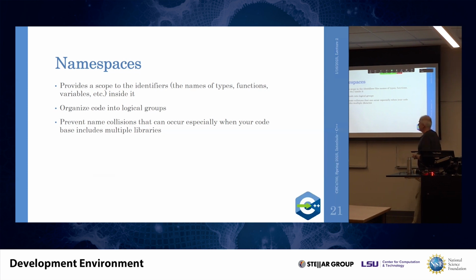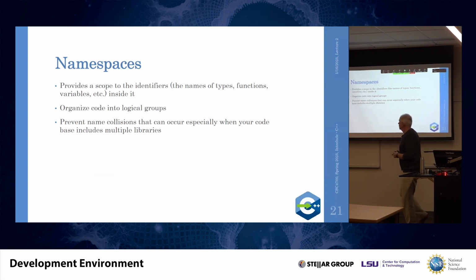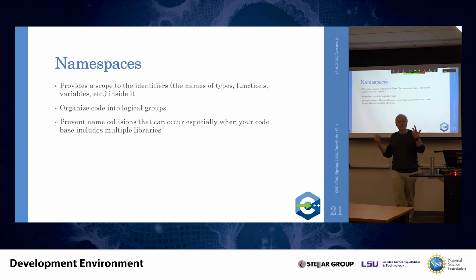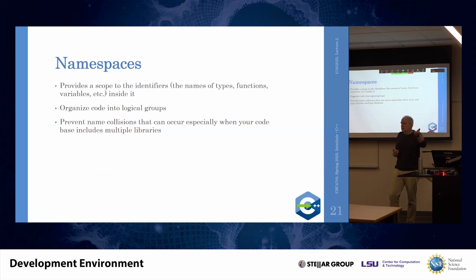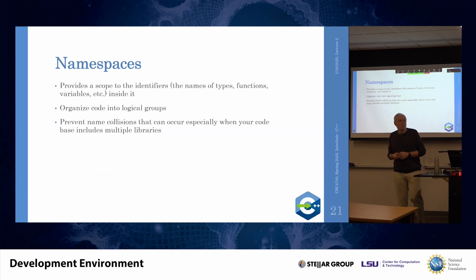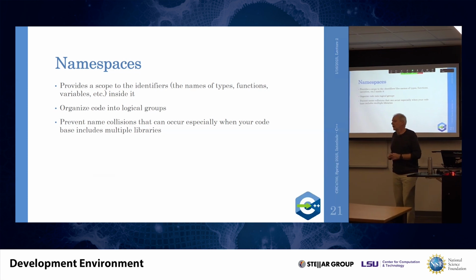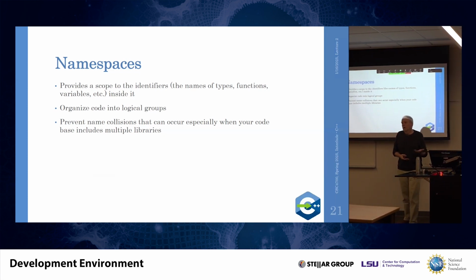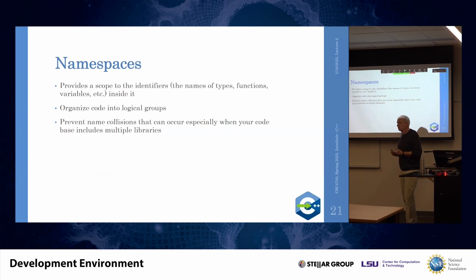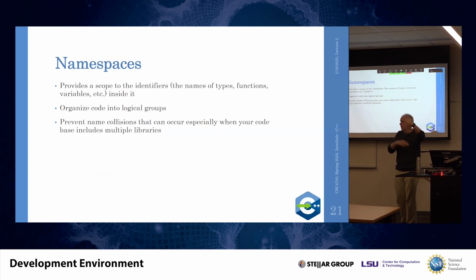It prevents name collisions that can occur, especially when your code base includes multiple libraries. Right? You're pulling in code from a developer you don't even know. It's an open source library you pull in from somewhere. So how do you know that this guy hasn't used the same name as you want to use in your code? And that's why all modern C++ libraries are defined in their own namespace. That means that as long as nobody uses the same namespace name, there can't be any variable clashes, because the name is valid only inside that namespace.